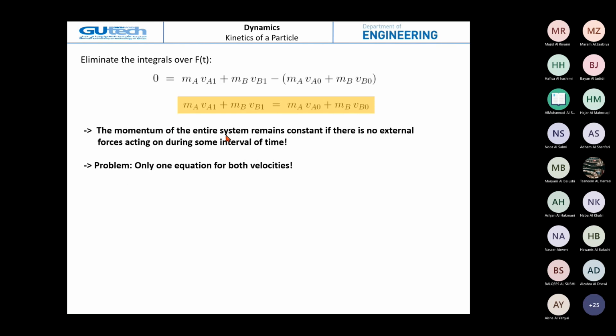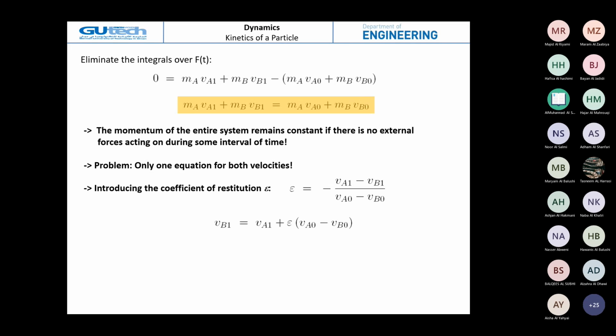The problem with this is that there is only one equation for both velocities. If we know the initial velocity VA0 and the velocity of the mass MB, VB0, the two velocities after the impact will be unknown. There are two velocities here, but only one equation.